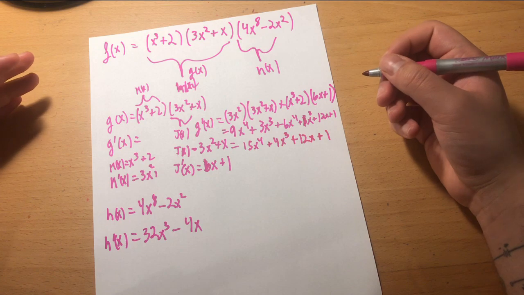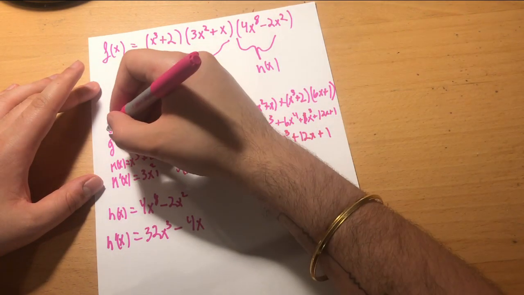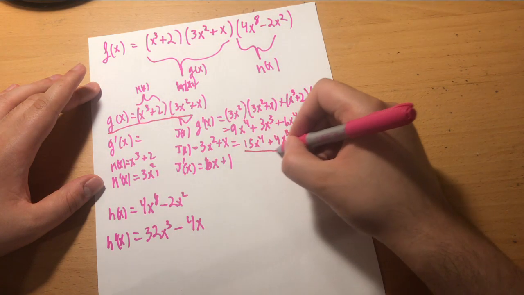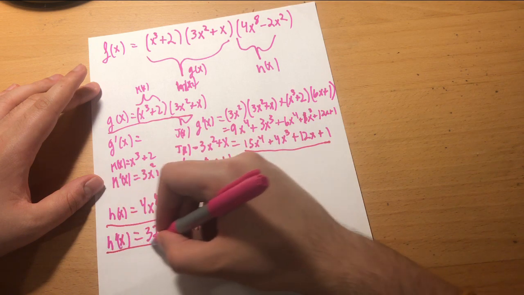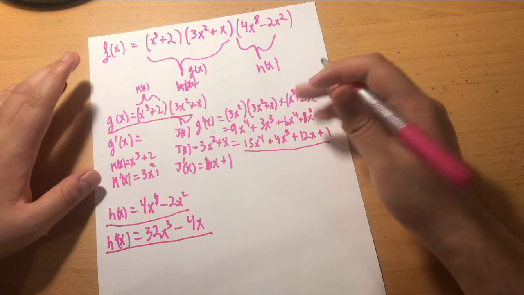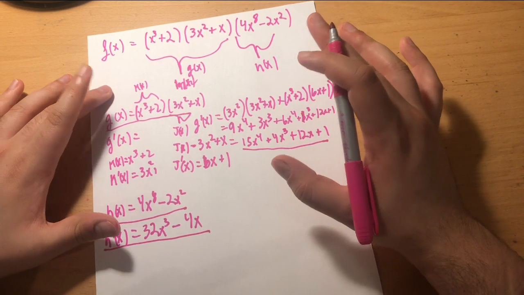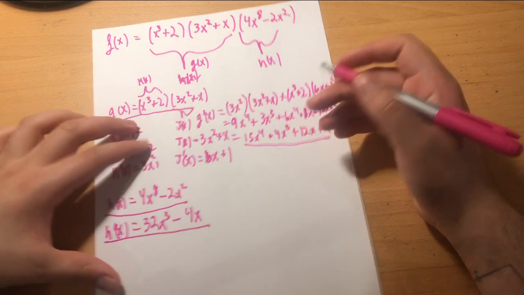Now we can go back to our original function. So keep in mind, here's our original g of x, here is our g prime, here's our original h of x, here's our h prime. Although these are definitely messier to do, still doable as long as you keep track of all the information you have.